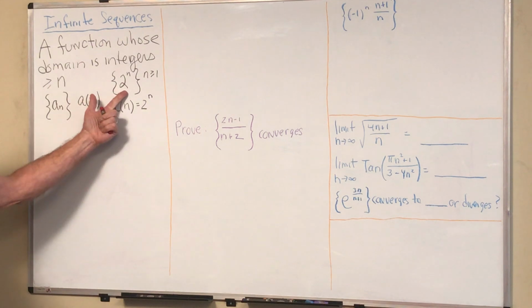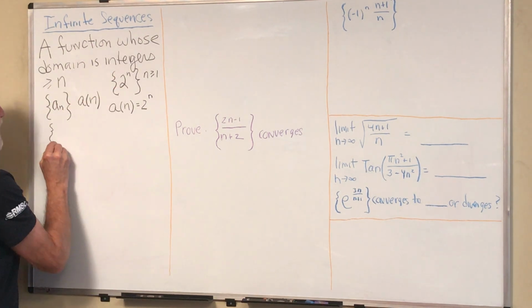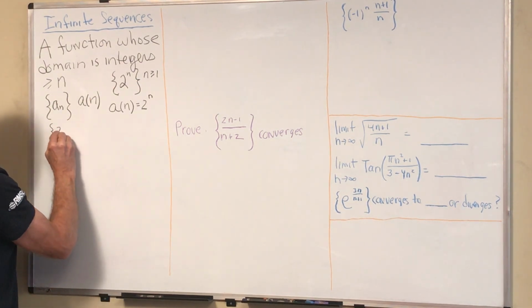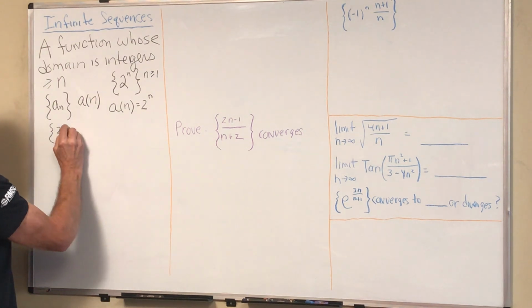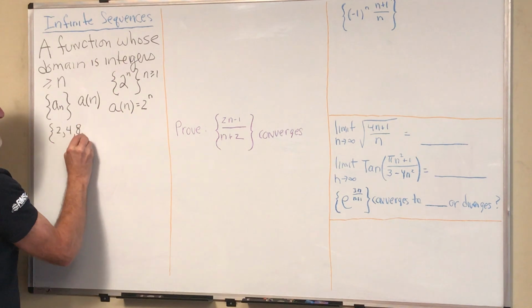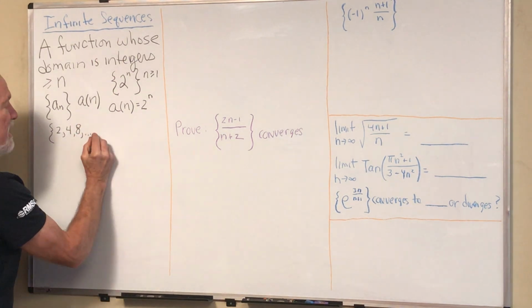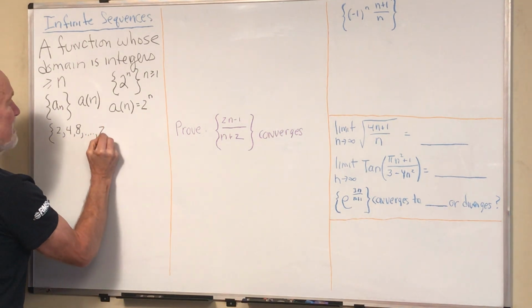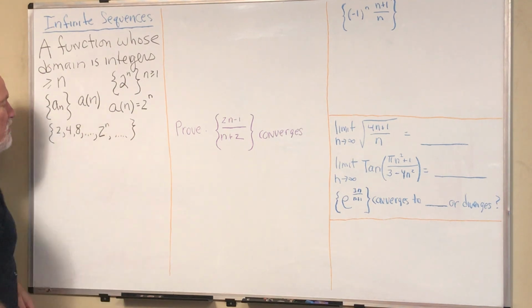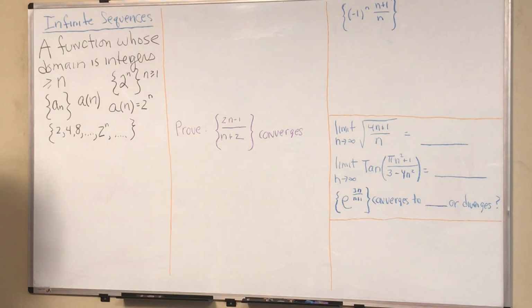So another way besides this is that you could just start writing them out. So what are some of the values? When n is 1, you get 2. When n is 2, you get 4. When n is 3, you get 8. And then you could put some dots to say this keeps going. It would even be really nice if you put the general term in. So that would be an interesting way to show what that infinite sequence is.